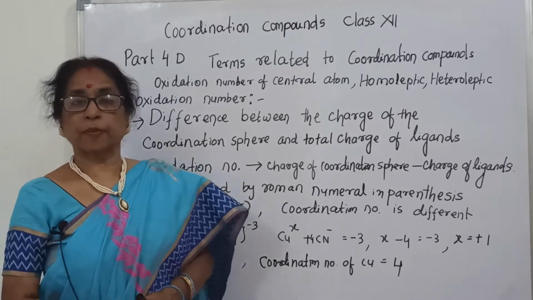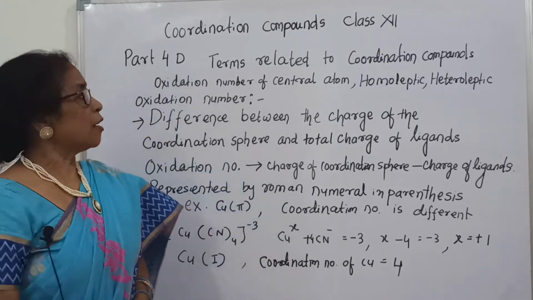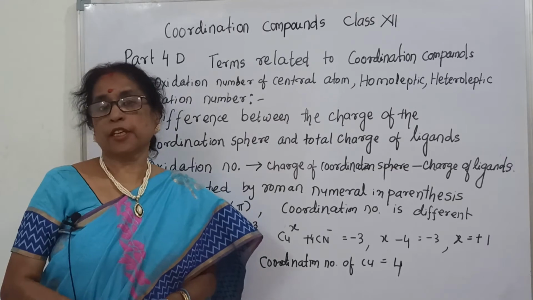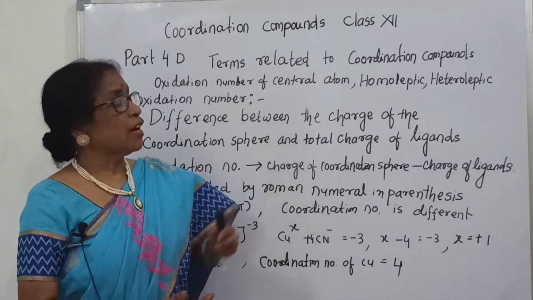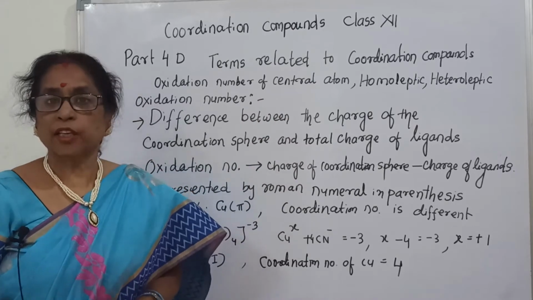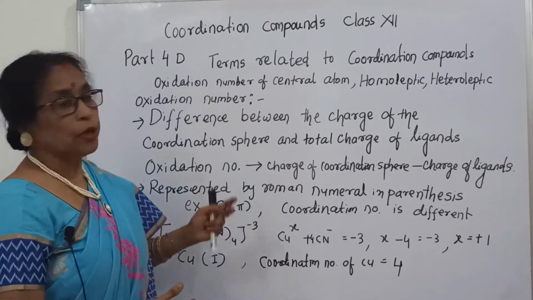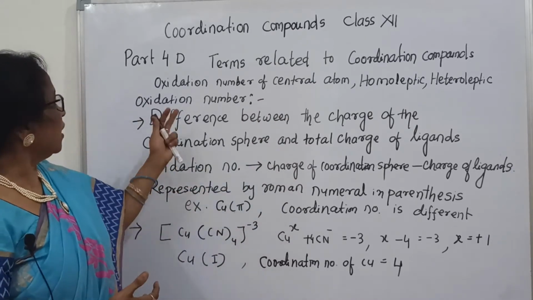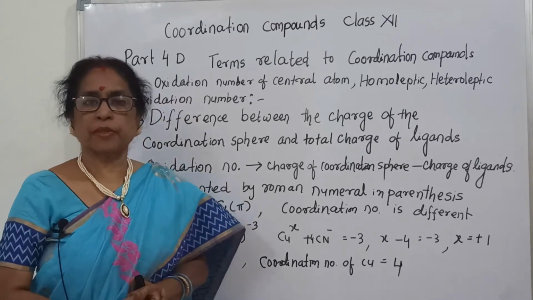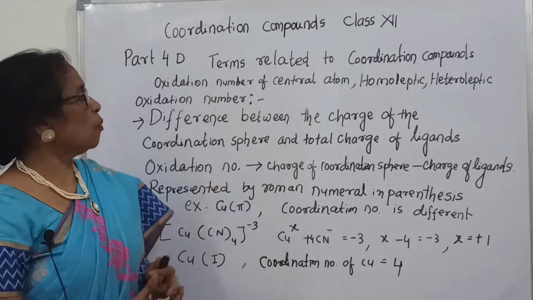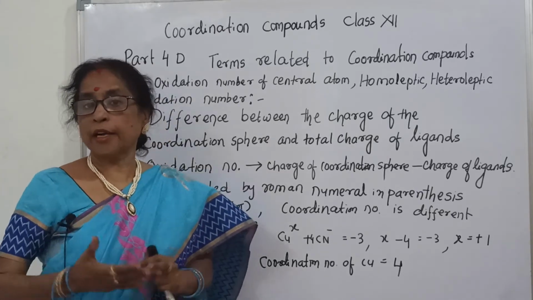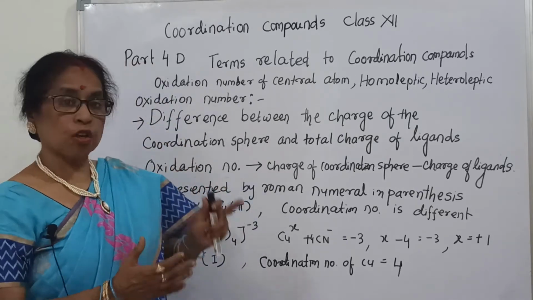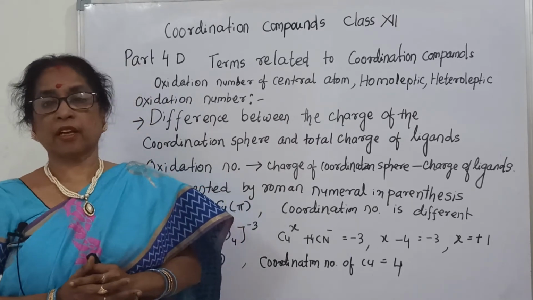Now I am going to explain coordination compounds, and the topic is terms related to coordination compounds. This is part 4D, for class 12, according to the CBSE syllabus. Here the terms are oxidation number of the central atom, and homoleptic and heteroleptic. What is meant by homoleptic? What is meant by heteroleptic? And first, the oxidation number of the central metal atom.